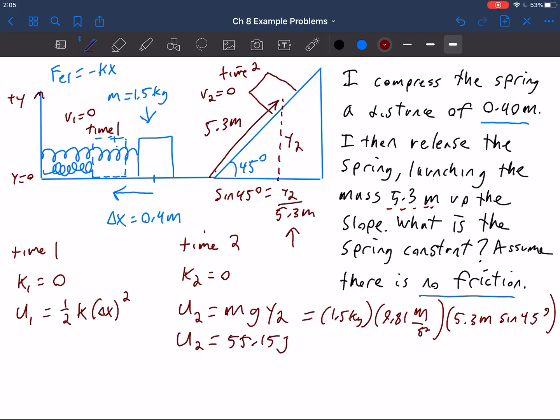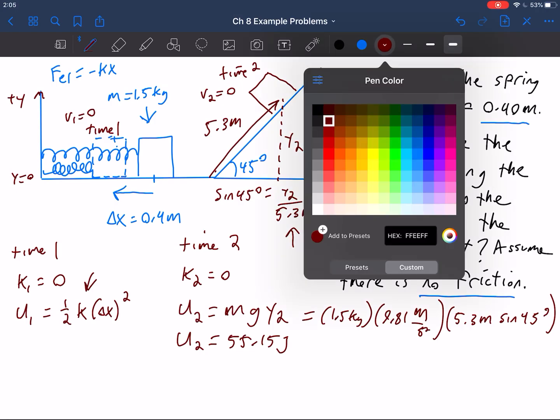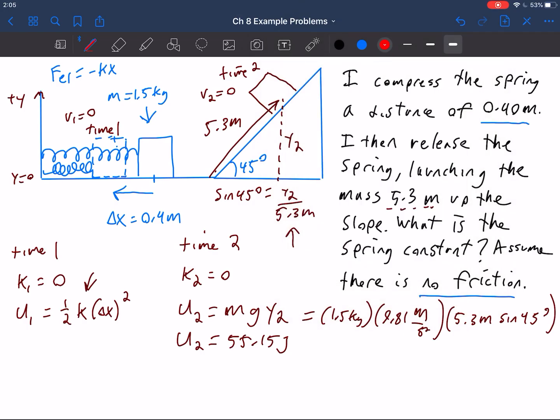So plugging that all in, I can find that the gravitational potential energy at time 2 is equal to 55.15 joules. Okay? And I don't know what my elastic potential energy to start with is because I don't know my spring constant. That's my unknown. But at this point, we can now go ahead and use energy conservation to solve for our unknown. Energy conservation is a very simple formula. E1 is equal to E2. Whatever my total energy at time 1 is equal to my total energy at time 2.